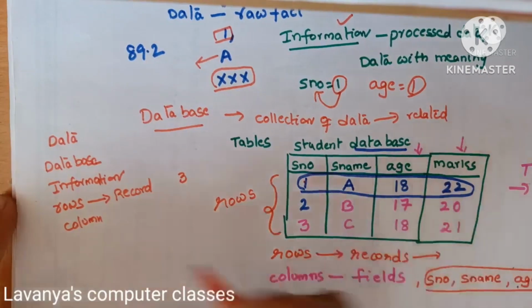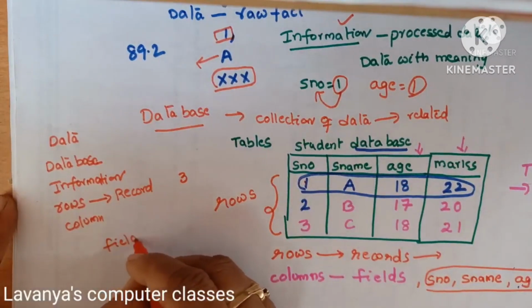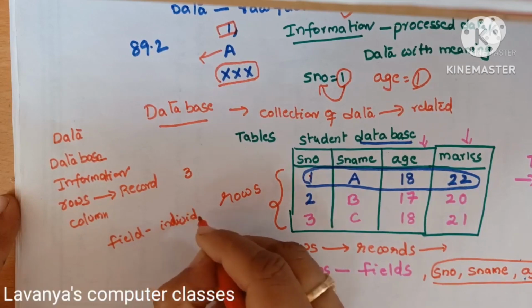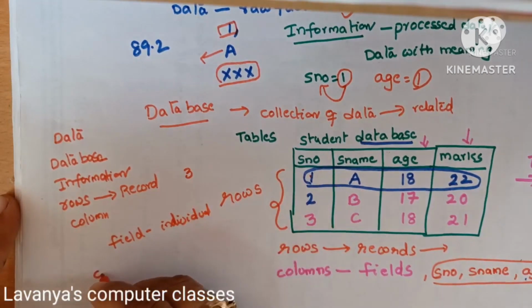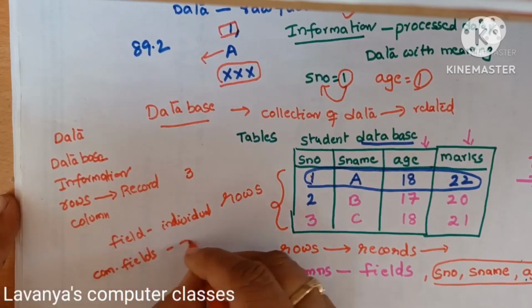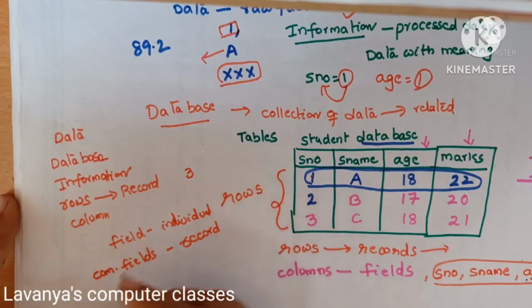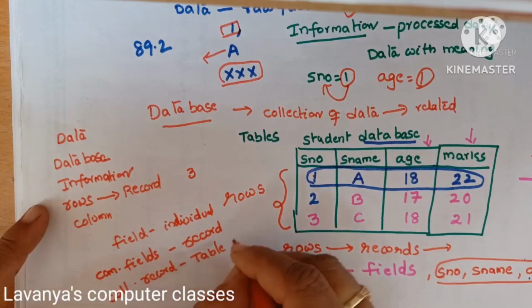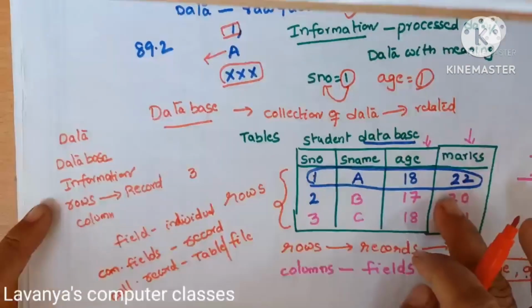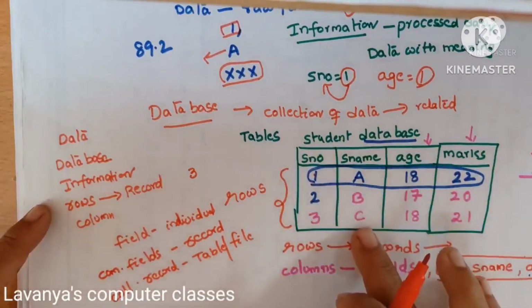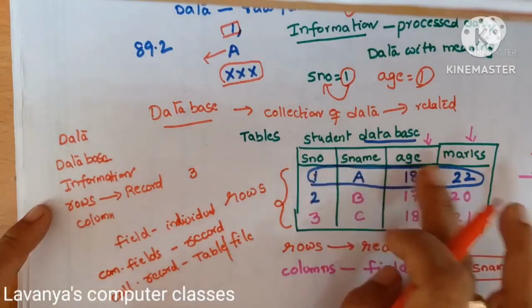A field is the individual element. The combination of fields is known as a record. A collection of records is known as a table, or file. So this is the student table or student file. In this, how many records are there? There are 3 records. How many fields are there? There are 4 fields.